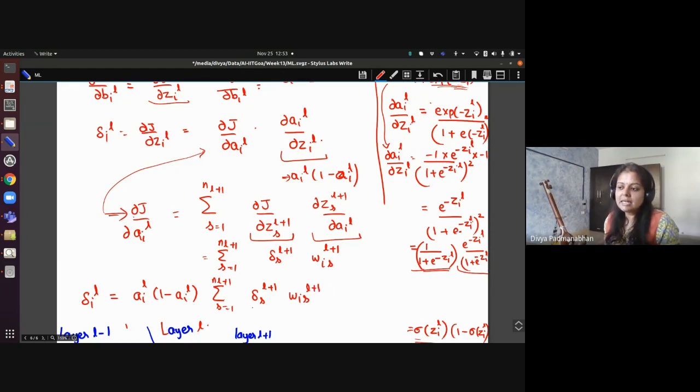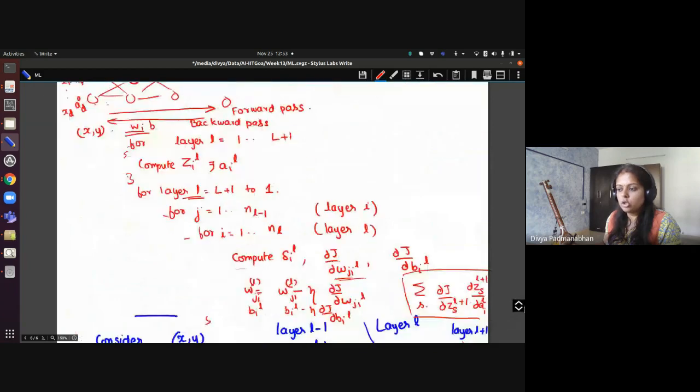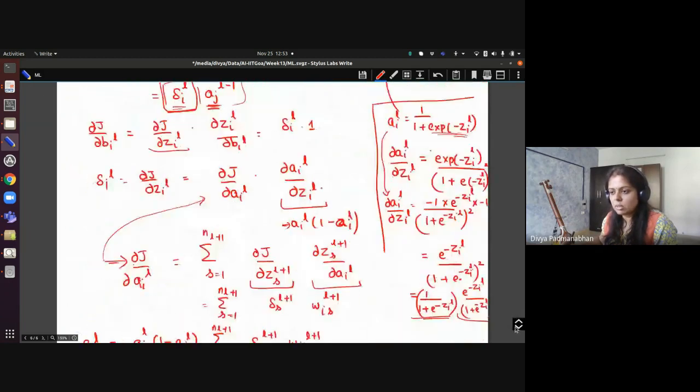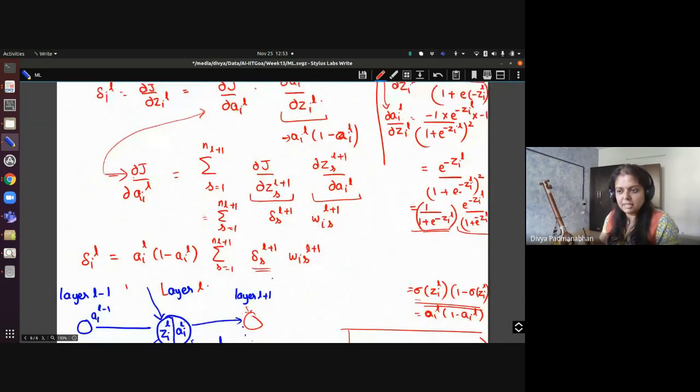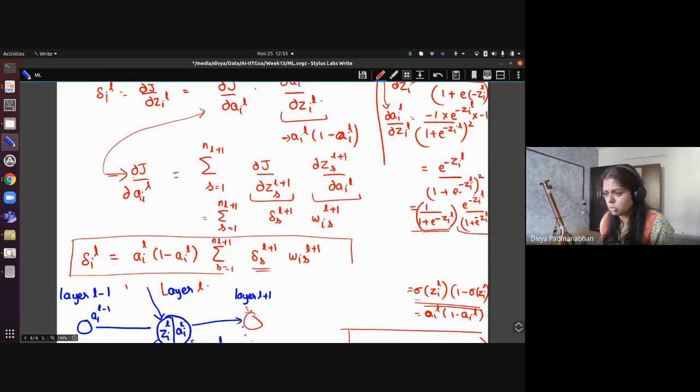Now this delta_S^{L+1}, remember how it works. In the back propagation, what you're going to do is you would have computed deltas for the next layer beforehand. And so that's why you will have this available with you. That's how it proceeds. So this is going to be this computation.